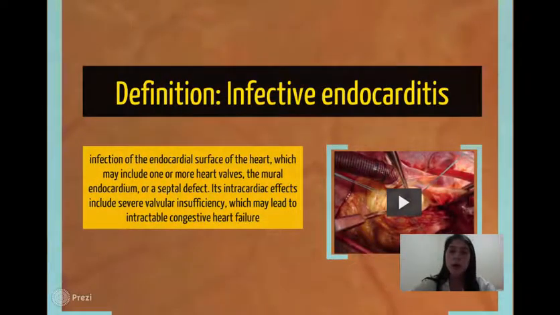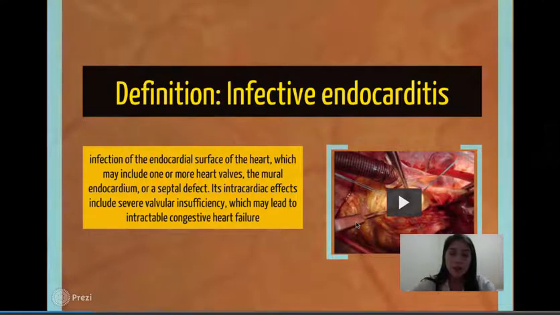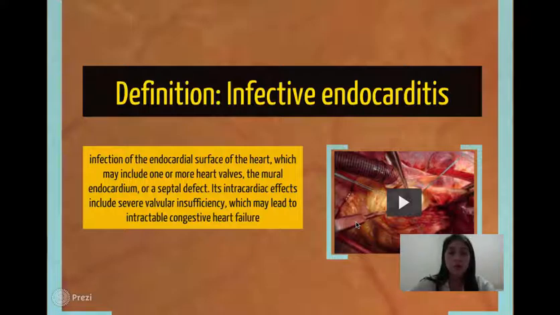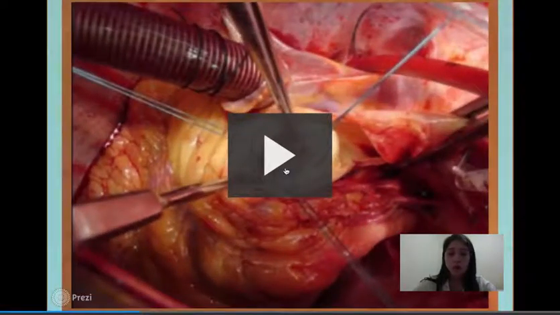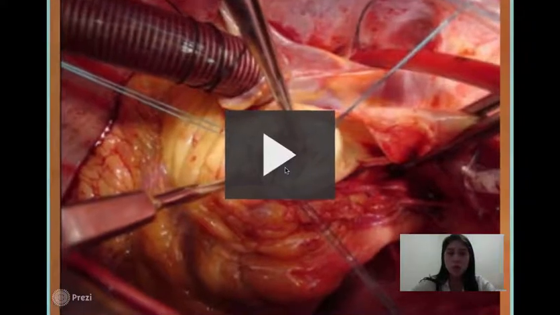The second definition that we have is infective endocarditis. This is an infection of the endocardial surface of the heart, which may include one or more heart valves, the mural endocardium, or a septal defect. Its intracardiac effects include severe valvular insufficiency, which may lead to intractable congestive heart failure. So here's a video about infective endocarditis.